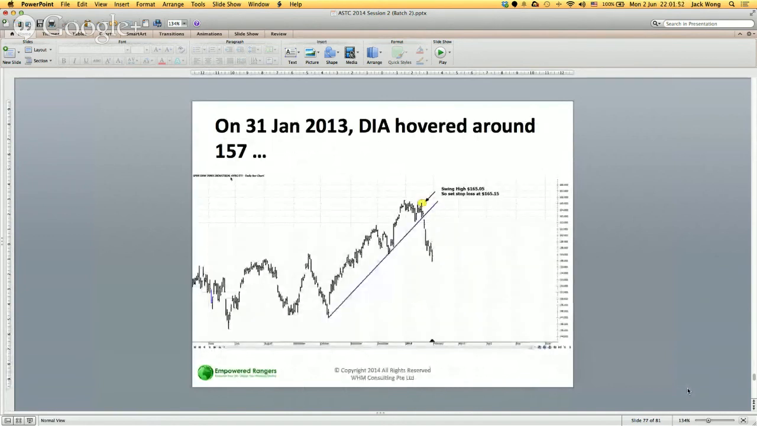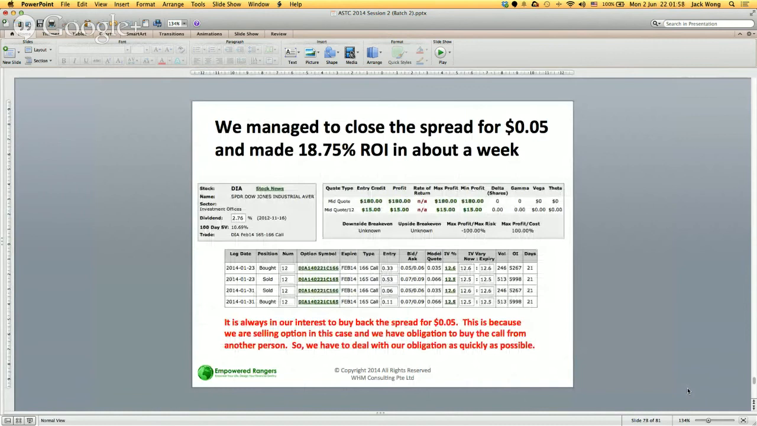On 31st Jan 2013, Dow Jones hovered around 157, and guess what? I bought back the spread. I didn't really let the spread expire worthless or out of the money. As long as I see the spread can be bought back for 5 cents, why do I keep the spread? I sold the spread for 20 cents, I bought back the spread for 5 cents, I keep 15.